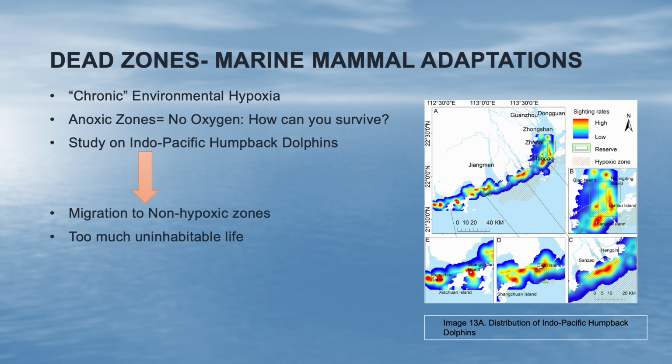Well, it's a trick question because you can't. It's called chronic environmental hypoxia because it's never going to go away. And like the previous article said, it's a vicious cycle of repeat. So lots of research has been done on the direct effects that dead zones have on marine mammals, and thus whether or not they can adapt.